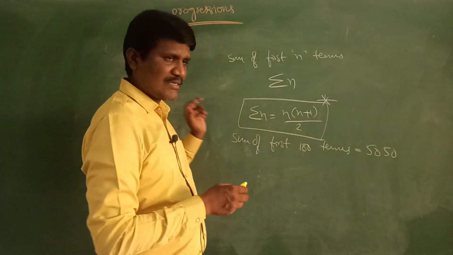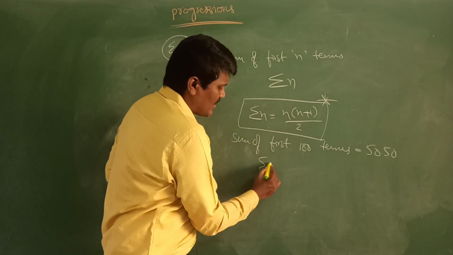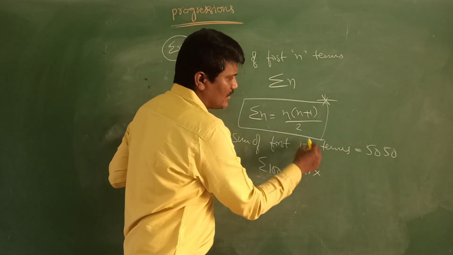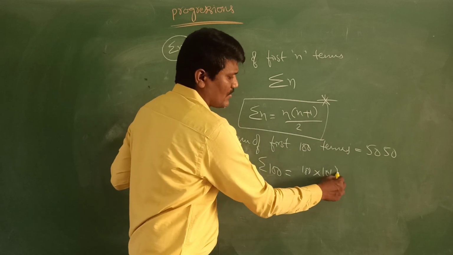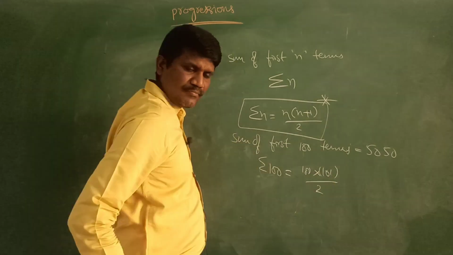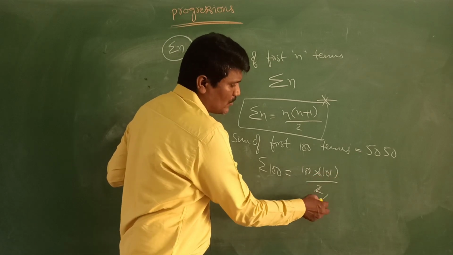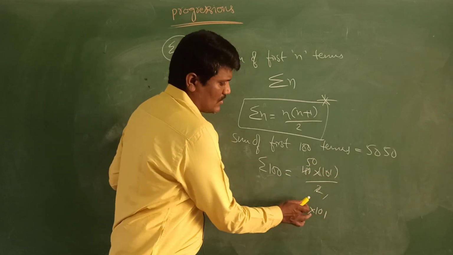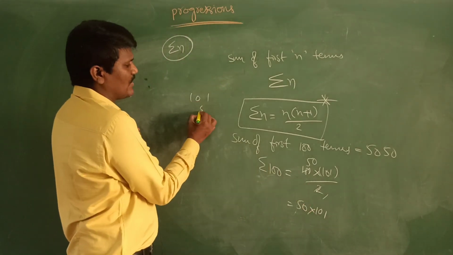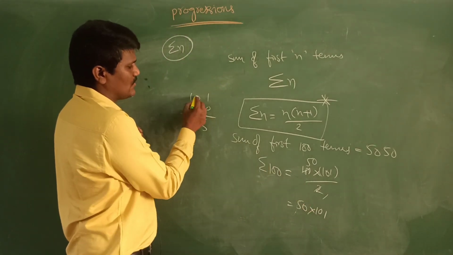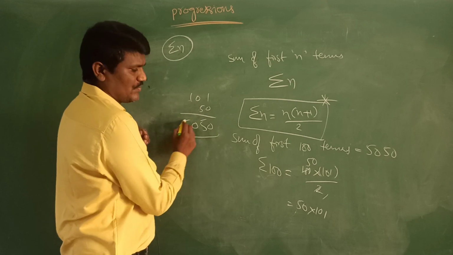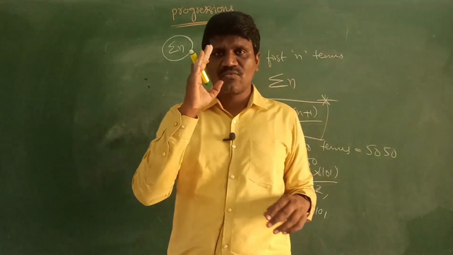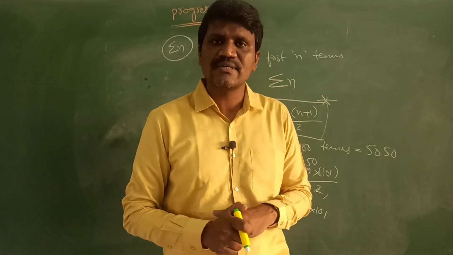In fact let us solve it, right? So what is the sum of 100? It is nothing but sigma 100. n is 100 into n plus 1, that is 101 by 2. 100 into 101 by 2, 2 into 50, that is 50 into 101. So what is the value of 50 into 101? It is 5050. So the sum of first 100 terms is always 5050.